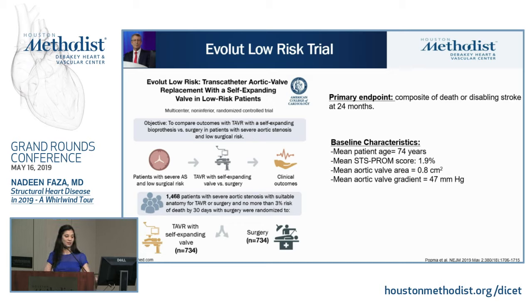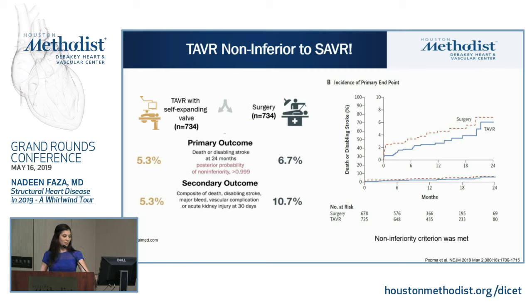The baseline characteristics included a mean age of 74, so we're still talking about patients in their 70s, a mean STS score of 1.9%, which falls in the low risk, mean aortic valve area of 0.8 centimeters squared, and a mean aortic valve gradient of 47. In terms of the primary outcome, TAVR was non-inferior to SAVR. The primary outcome, which included death or disabling stroke at 24 months, showed that these two procedures were comparable, with an incidence of 5.3% in the TAVR group versus 6.7% in the SAVR group. In terms of the secondary outcome of composite of death, disabling stroke, major bleed, vascular complications, or acute kidney injury at 30 days, they were also comparable.